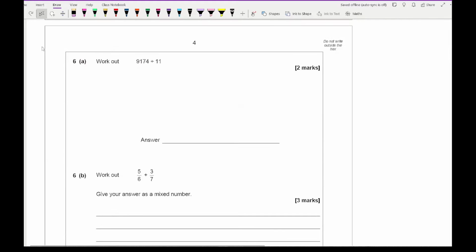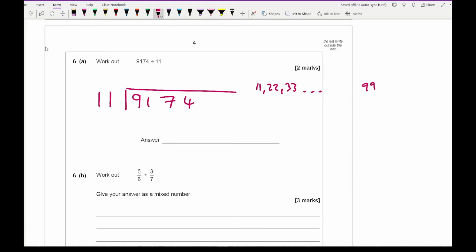Then moving on to question 6, it says work out, then we just need to do some long division. So if we set up our bus stop, now we should know our 11 times table. If not, it's worth just writing down what they are. So you've got 11, 22, 33, and so on, and you want to go all the way up to 99.